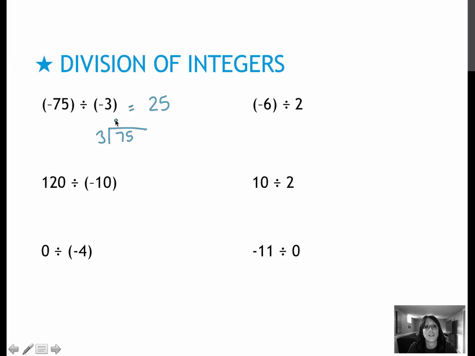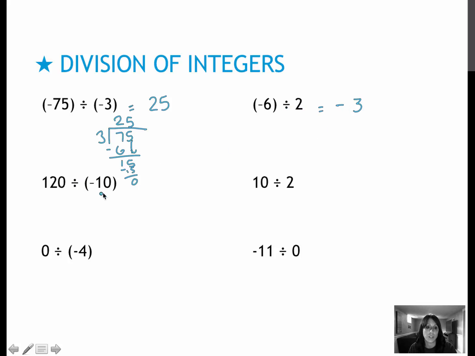Again, if you need to do the long division, you're welcome to do that. 3 goes into 7 2 times. 2 times 3 is 6. Then I subtract and bring down the 5. 3 goes into 15 5 times with no remainder, so my answer is 25. My second question, negative 6 divided by 2. 1 negative doesn't match up with anything else, so my result is negative. 6 divided by 2 is 3.